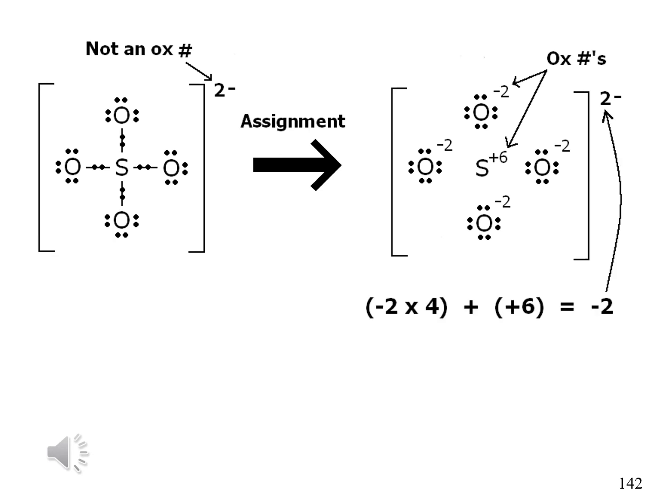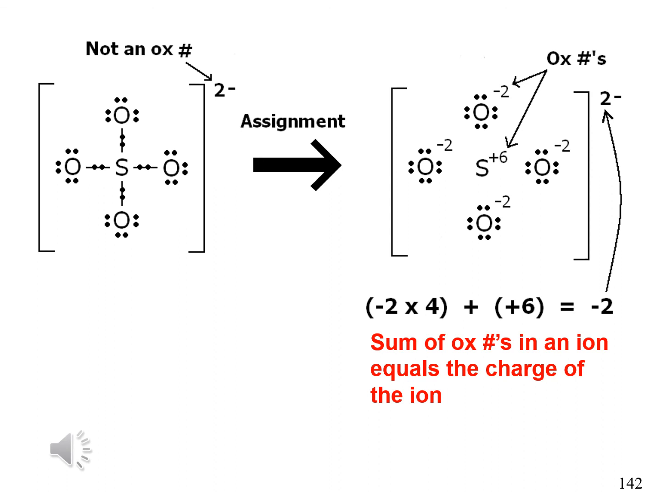Because you did not gain any electrons or throw any away, you just rearranged them. If you add up the oxidation numbers, they have to come out to the charge of the ion, the overall charge, and you can see that they do. So the sum of the oxidation numbers in an ion has to equal the charge of the ion.